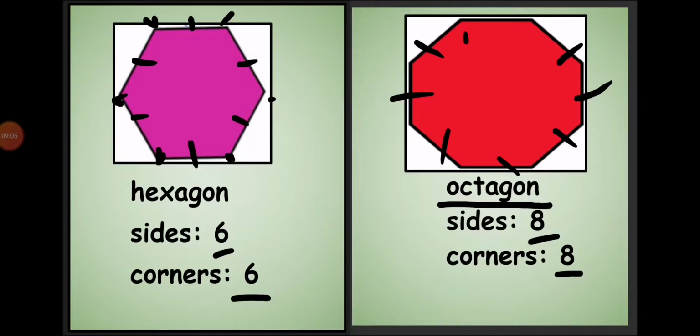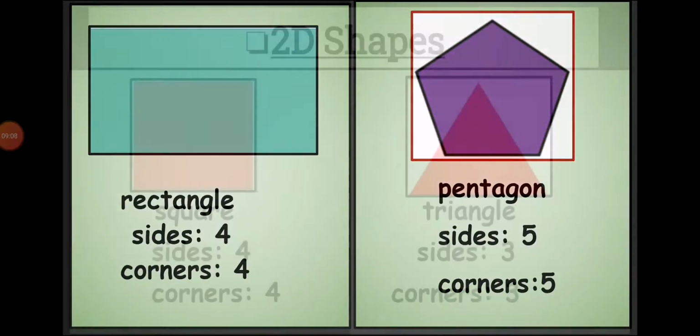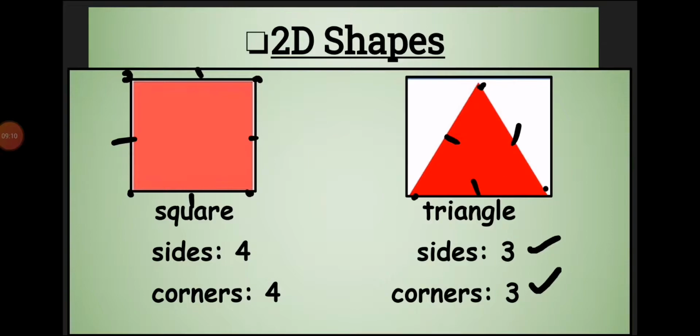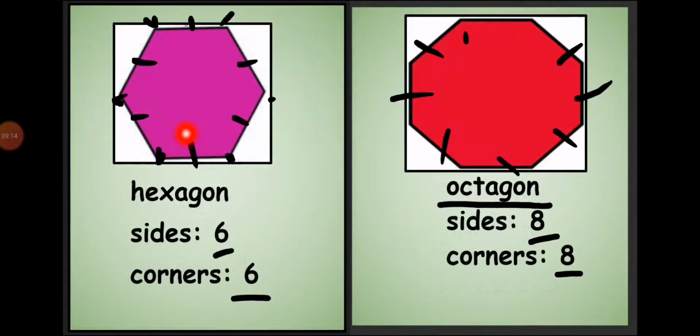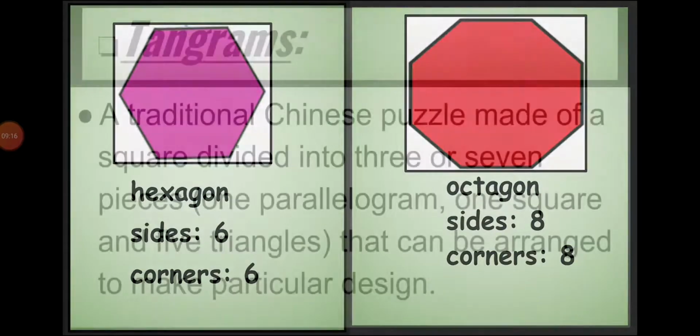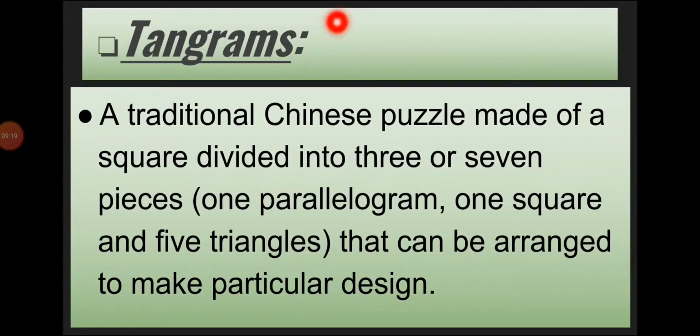Now we have done some 2D shapes here: square, triangle, rectangle, pentagon, hexagon, octagon. Now we are moving towards our topic, tangrams. A traditional Chinese puzzle made up of a square divided into 3 or 7 pieces that can be arranged to make a particular design. So it is a Chinese puzzle, a square shape. It is divided into 7 pieces. You can see which shapes it has.